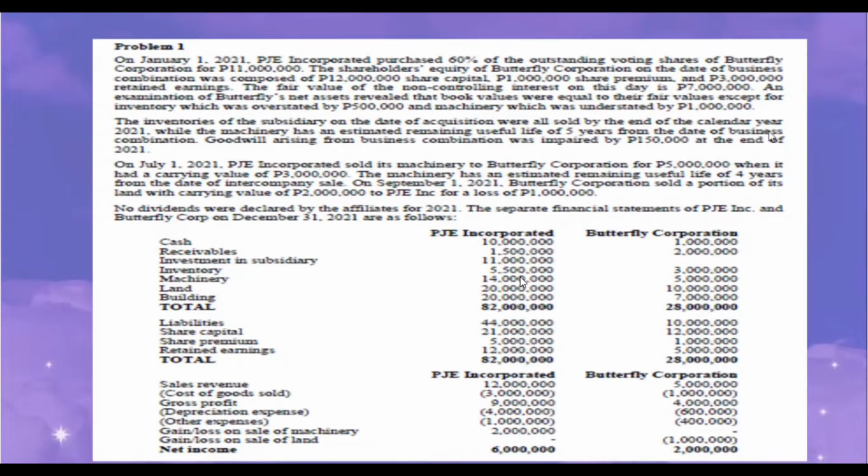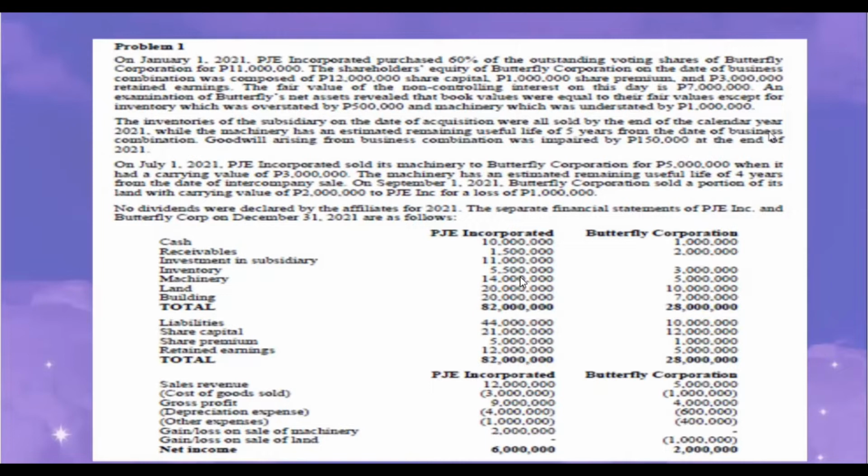Goodwill arising from the business combination was impaired by 150,000 at the end of 2021. So ito, sabi natin, di ba? Goodwill by definition, this is intangible assets that's not identifiable, no? So this is just a result of purchasing one business where the consideration is greater than the fair value of the identifiable net assets of the subsidiary, no. So the requirement of the standards is that we're not going to amortize goodwill, but we have to test it for impairment on an annual basis.